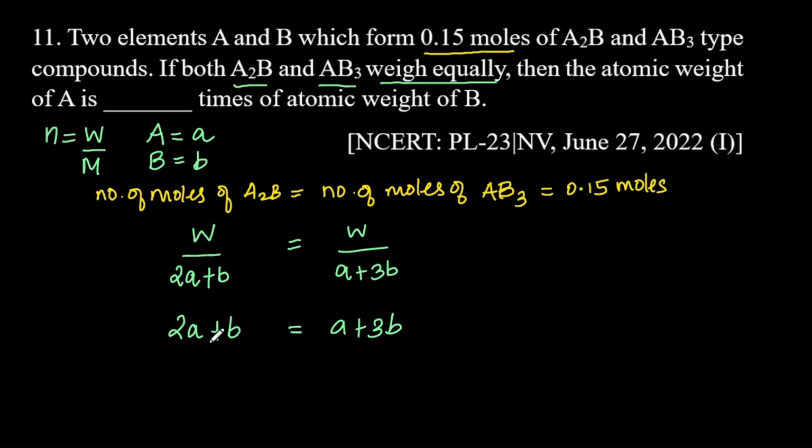Now we are going to bring the a to the left hand side and b to the right hand side. So 2a minus a is equal to 3b minus b. So a is equal to 2b. So the mass of A is 2 times the mass of B. So the atomic weight of A is 2 times the atomic weight of B.